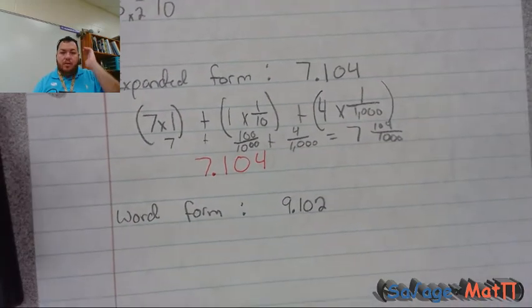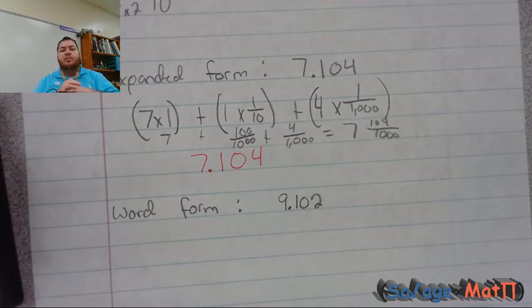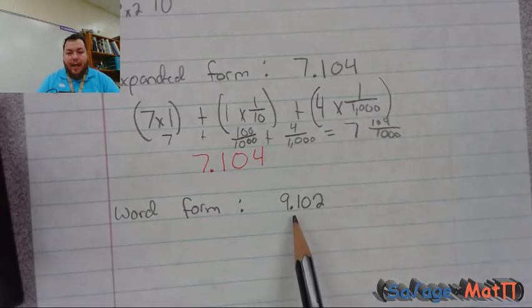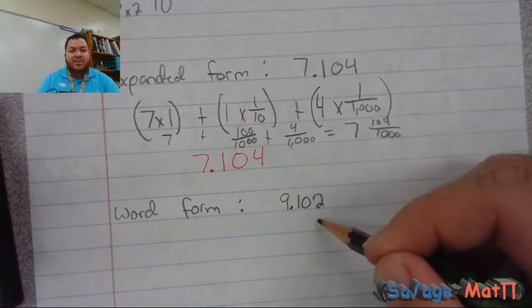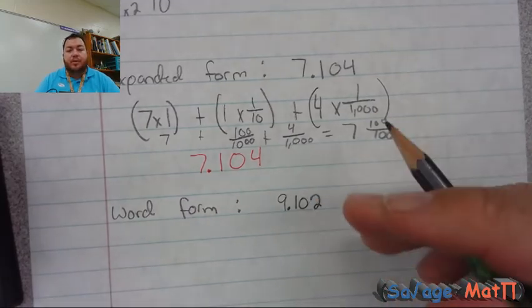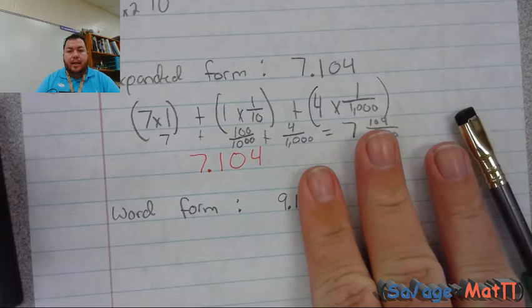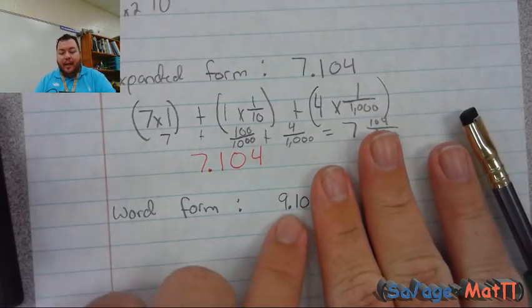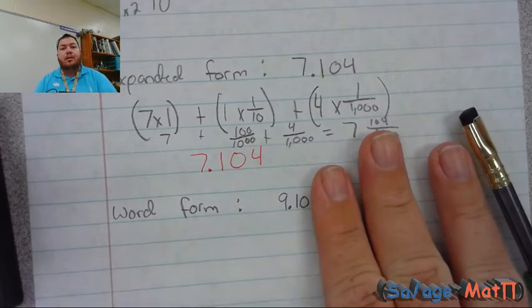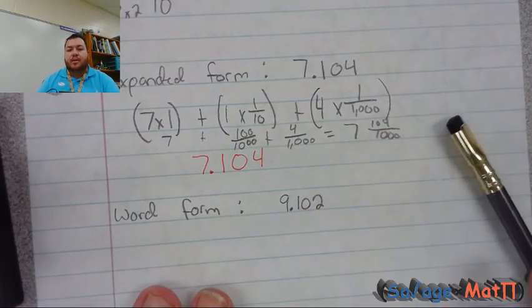The final thing I want to talk about is word form. Word form is so simple. All we need to do is read the decimal. 9 and 102 thousandths. Whatever the final digit falls in, that's what we're saying. If it was right here, this would be 9 and 1/10. Or we would have 9 and 10 hundredths. Whatever that final decimal falls in is the place value we read.